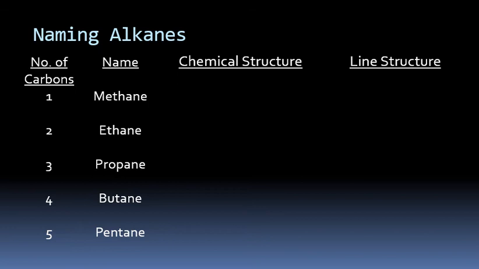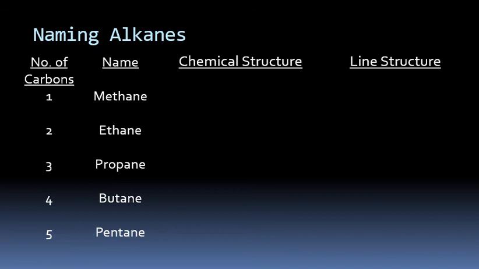When you see the name methane, that implies that your molecule only has 1 carbon in it. Ethane would only have 2 carbons, propane would only have 3, butane would only have 4, pentane would only have 5 carbons.